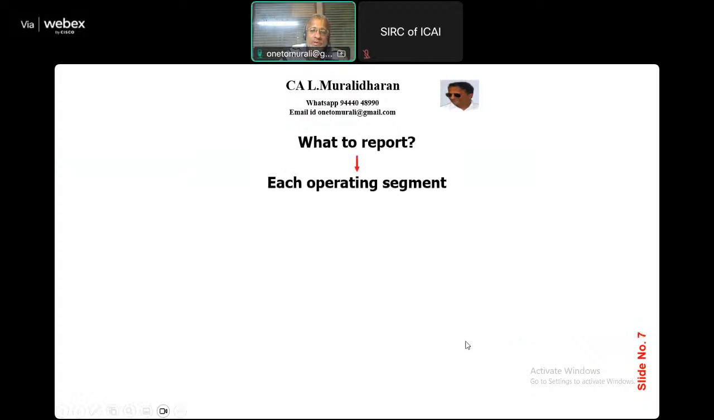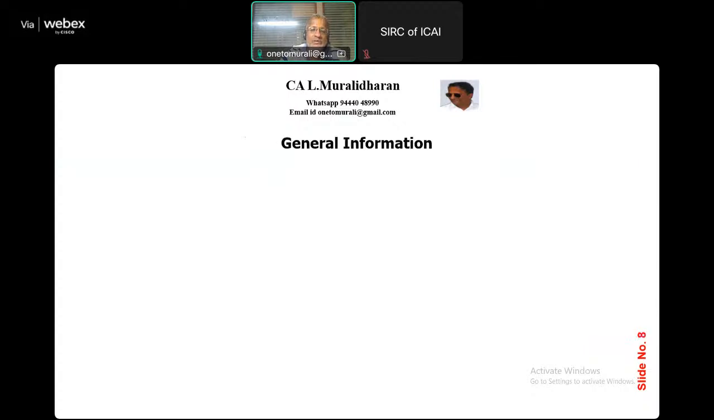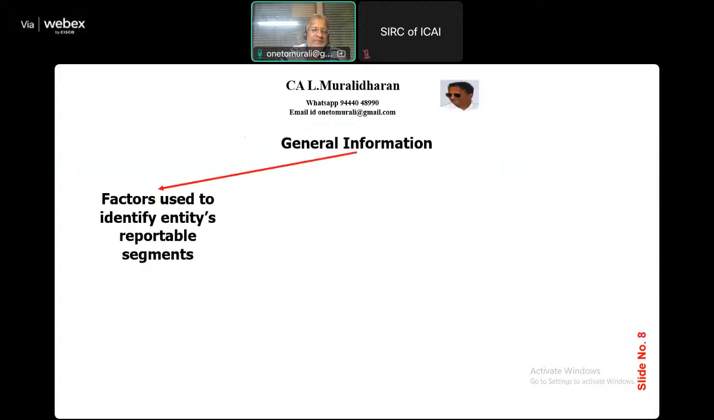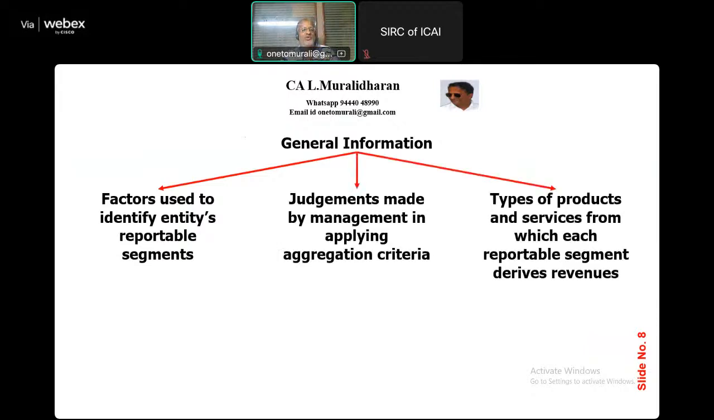What to report? Each operating segment has got to give general information, revenue, result, liabilities, basis of measurement, reconciliation. So these are the items that you expect in the case of operating segment. What are the general items in the case of general information? Factors used to identify the entity's reportable segments, judgments made by management in applying aggregation criteria, types of products and services from which each reportable segment derives revenue.